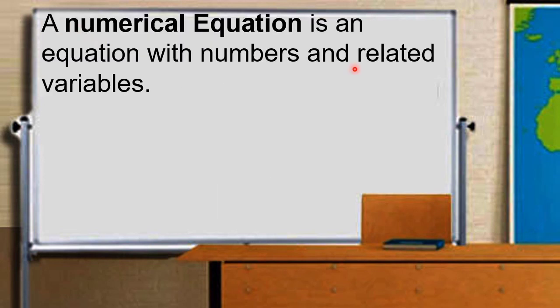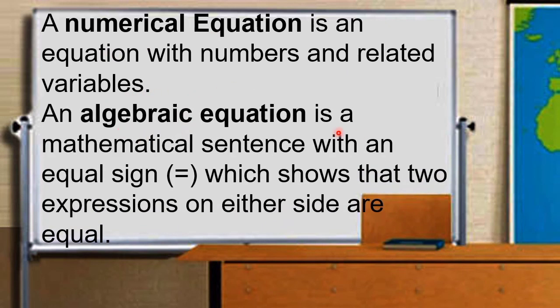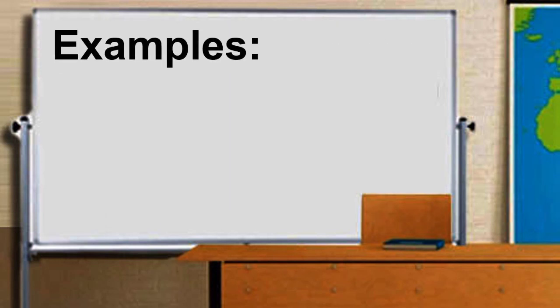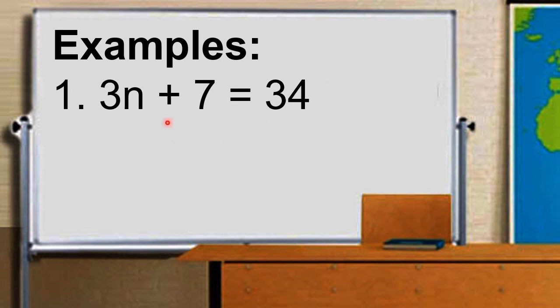Next, a numerical equation is an equation with numbers and related variables. An algebraic equation is a mathematical sentence with an equal sign, which shows that two expressions on either side are equal. So, ang palatandaan lang ni equation ay meron siyang equal sign, which shows that the two expressions on either sides are equal. Let's have our examples of equation. Number 1, we have 3n plus 7 equals 34. So, meron siyang equals kasi equation siya.